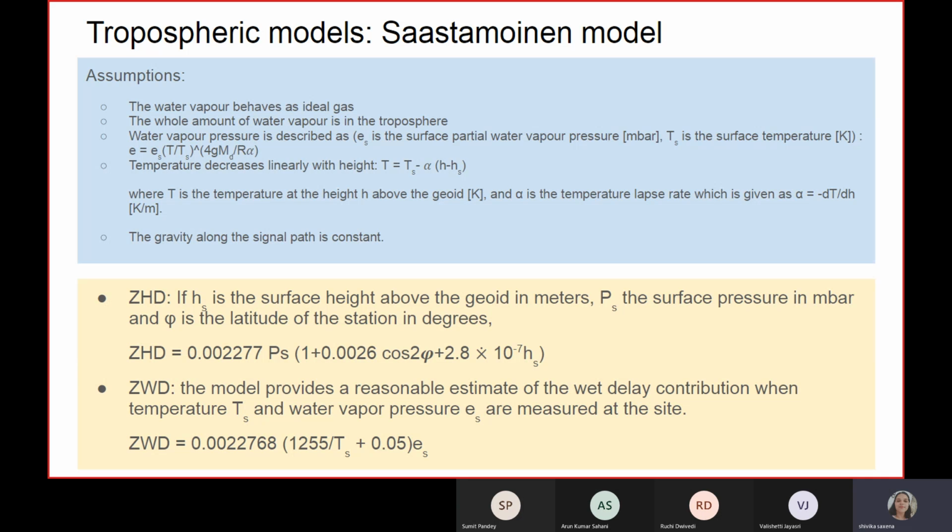So the model provides a reasonable estimate if we have temperature and water vapor pressure. So inputs are temperature and water vapor pressure for calculating the ZWD. The input to ZHD are height, pressure, and latitude. The input to the wet delay are temperature and water pressure. I hope this is clear, easy to understand. You don't have to remember all these equations every time.